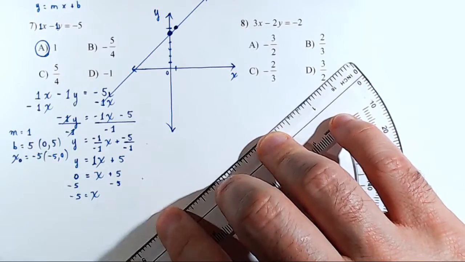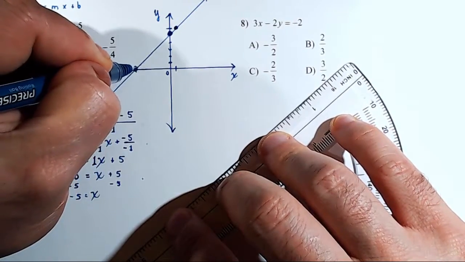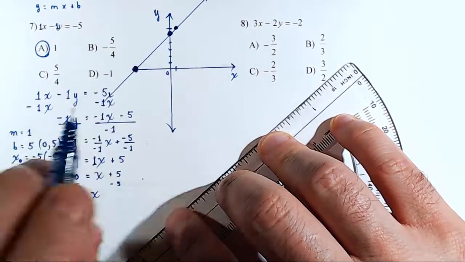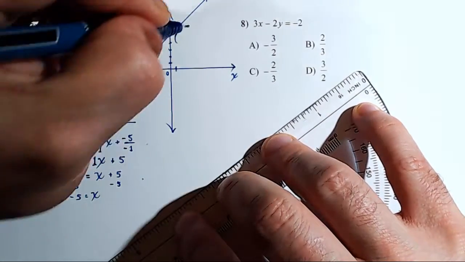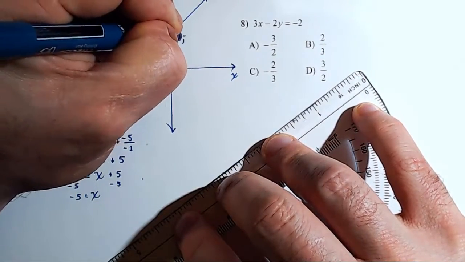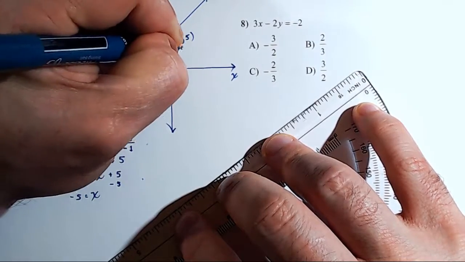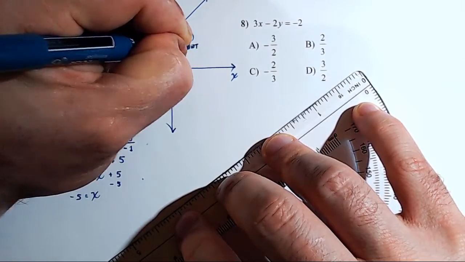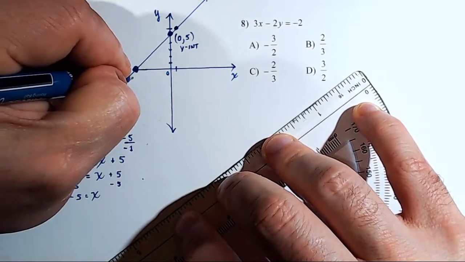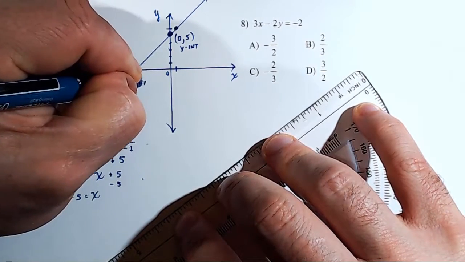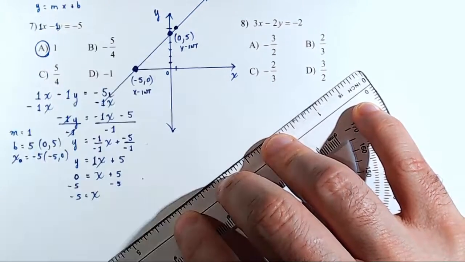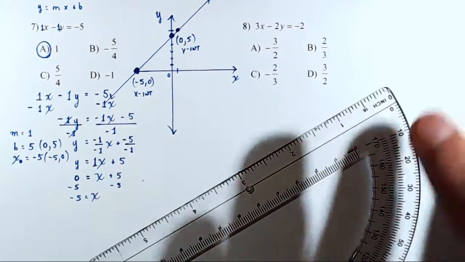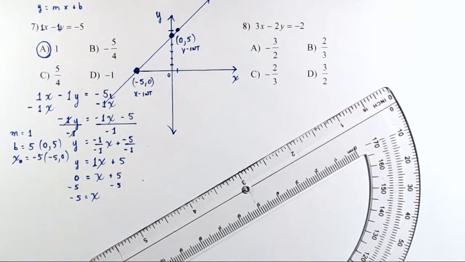And where this line crosses the x-axis right over here is the x-intercept, so let's label these points. This is the y-intercept, and that would be 0, 5, y int. The x-intercept is negative 5, 0, and that's the x int. Okay, we've labeled the line, we found the slope, we found the y-intercept and the x-intercept.